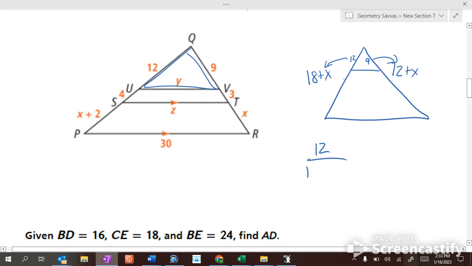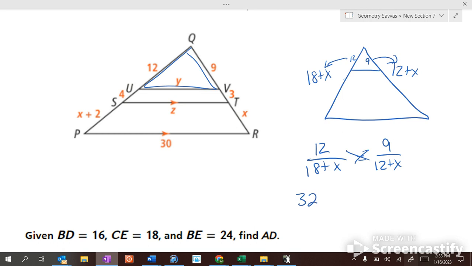So 12 over 18 plus X equals 9 over 12 plus X. Okay? So cross multiply. 9 times 18, I think that's like 329. 9 times X is 9X equals 12 times 12 is 144. 12 times X is 12X. Is 9 times 18 329? Wow, I was off. I'm such a bad person at math.